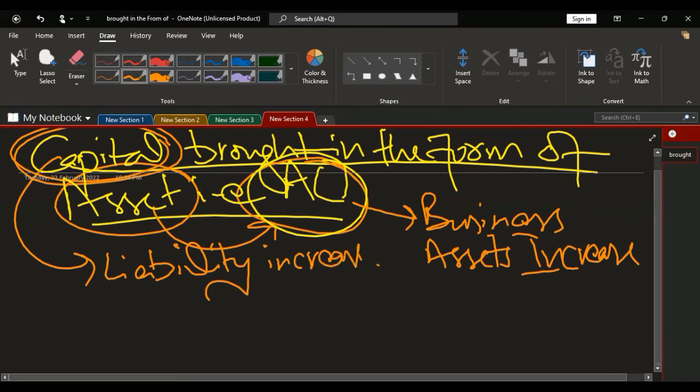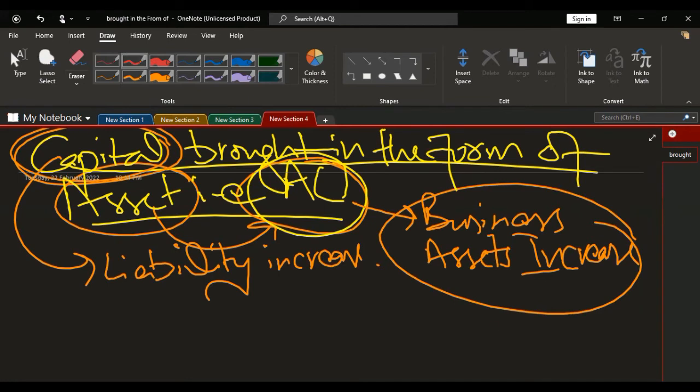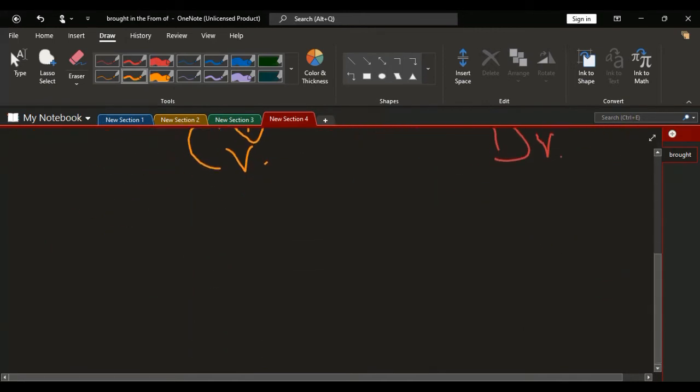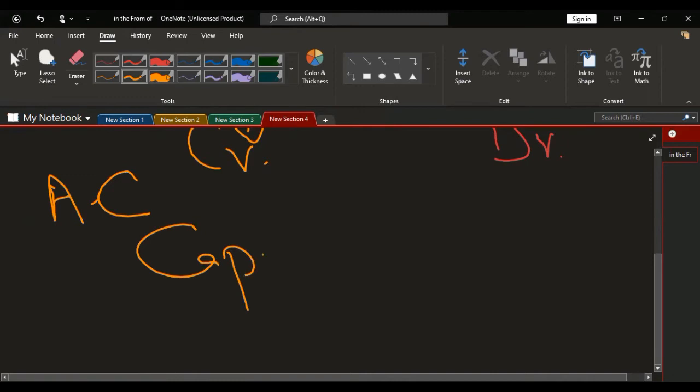So the journal entry will be: increase in asset will be debited and increase in liability will be credited. So the journal entry here will be AC debit and capital credit.